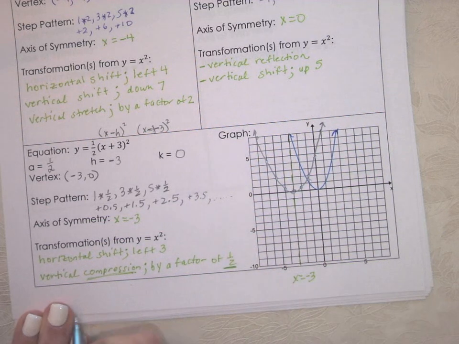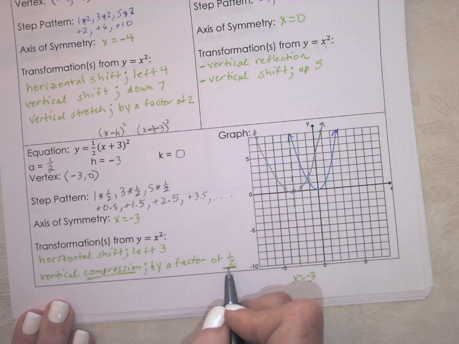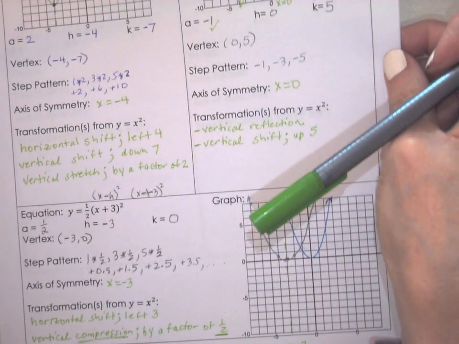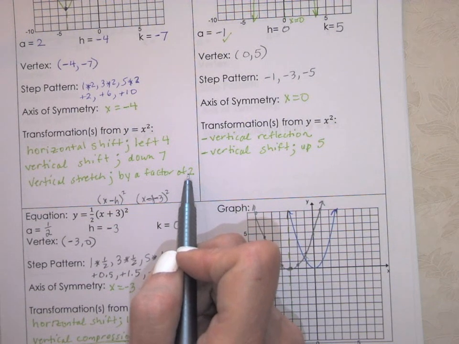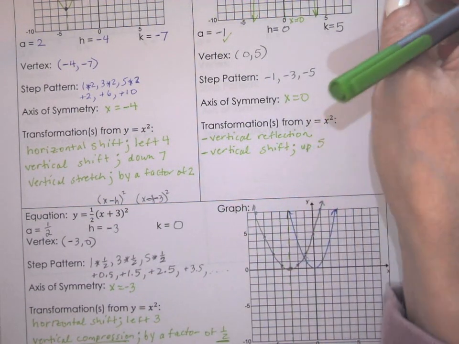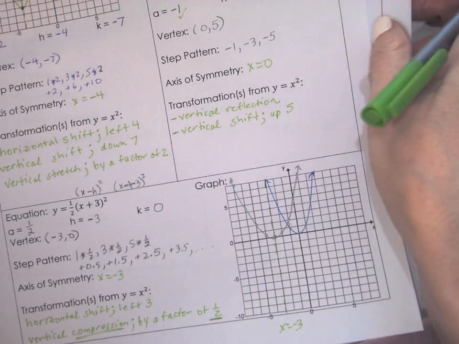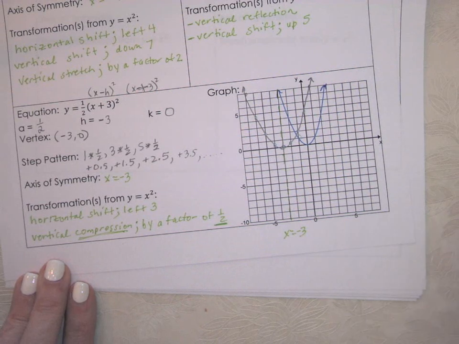And I always like to remember that if I use the word compression, I'm always going to use a number between 0 and 1, which is usually a fraction, sometimes a decimal, okay? And then if I'm stretching, like up here, I'm always using numbers bigger than 1, 2, 3, 4, 5, etc. Okay? So stretch goes with big numbers. Compression goes with little numbers, if you want to think of it that way. Always make sure those match.